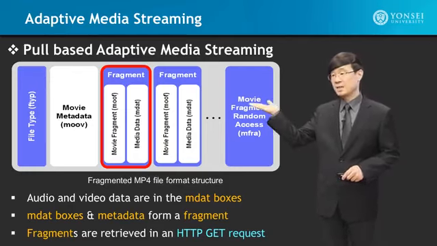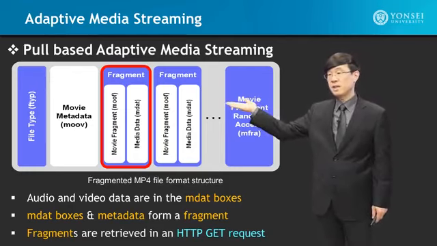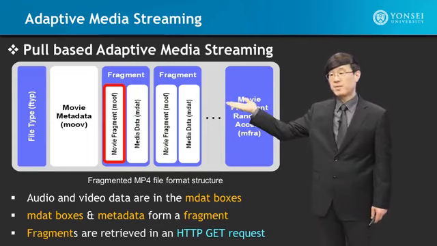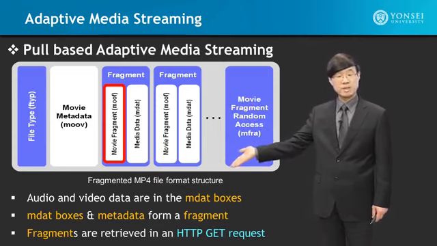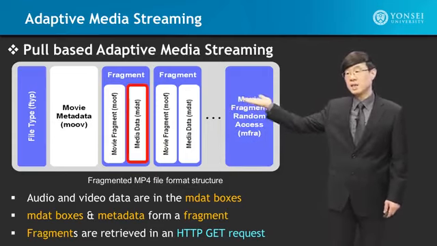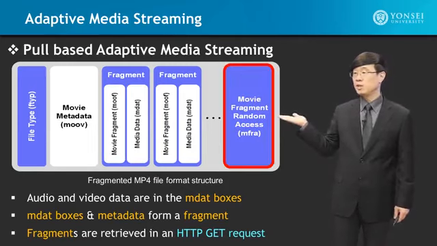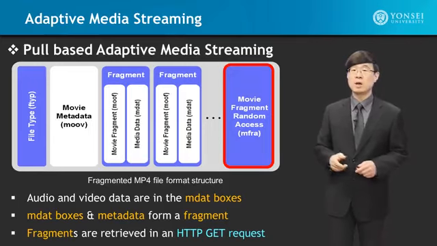Looking inside the fragment, we have the overall MOOF, the movie fragment part, and then we have the media data, the MDAT part, which we explained down here. This is what is in a fragment. Then we have the movie fragment random access part, the MFRA part. And this is what we are going to be using.